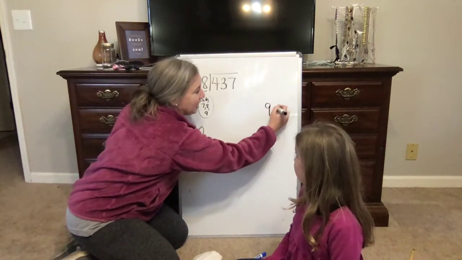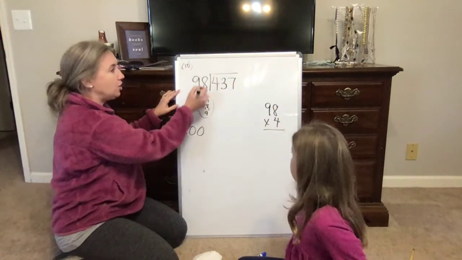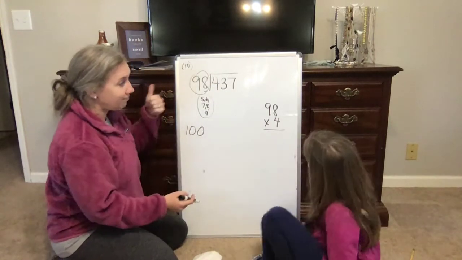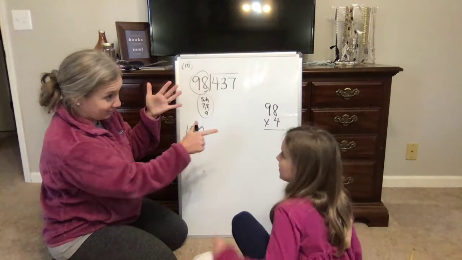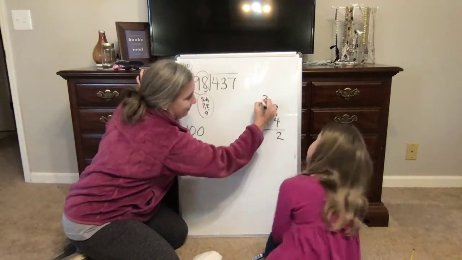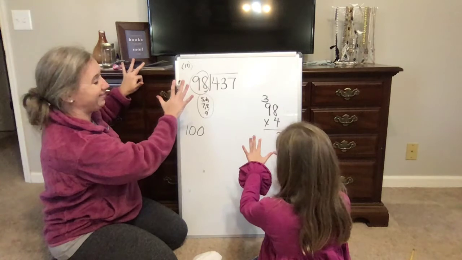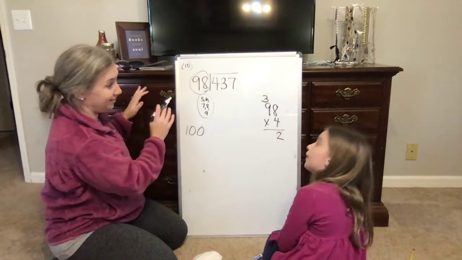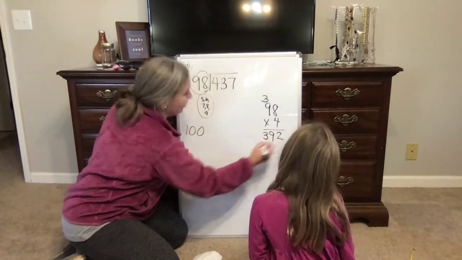So we're going to say 98 times 4. Remember, when you estimate, you still have to come back to this number. So let's look at this. 4, 8, 12, 16, 20, 24, 28, 32. 32. So it would be 32. 9 times 4 would be 36. Plus 3 would be 39. You got it. So that would be 392.